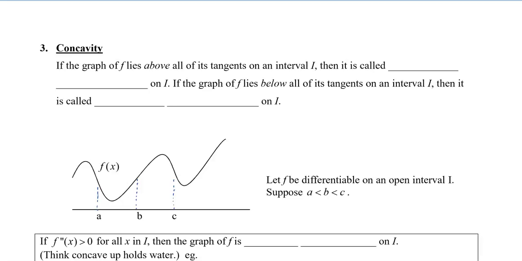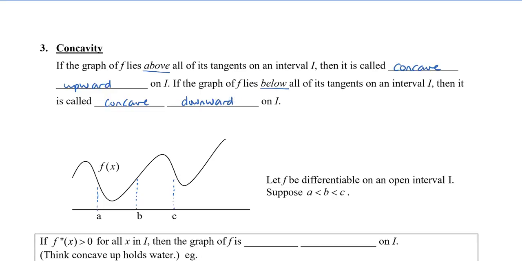In this video, we're going to take a look at concavity and then how to tell if different parts of the graph are concave up or concave down. So if the graph of f lies above all of its tangents on an interval I, then it is called concave upward. If the graph of f lies below all of its tangents on an interval I, then it is called concave downward on an interval.